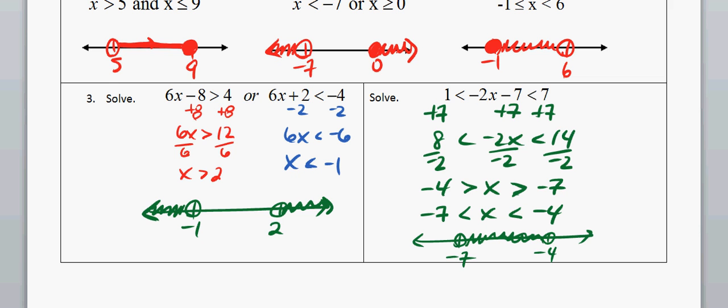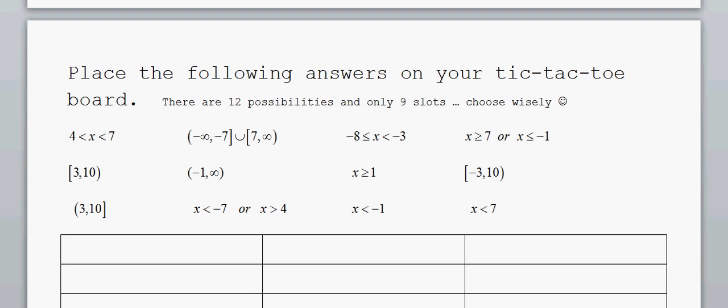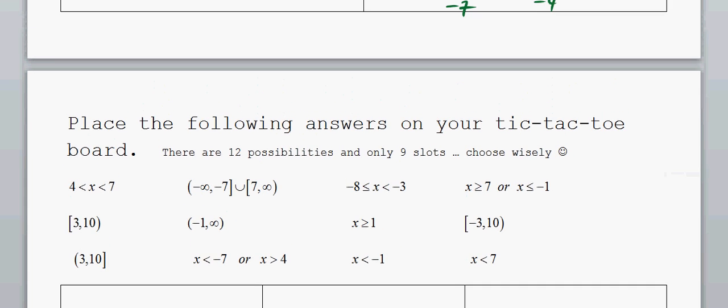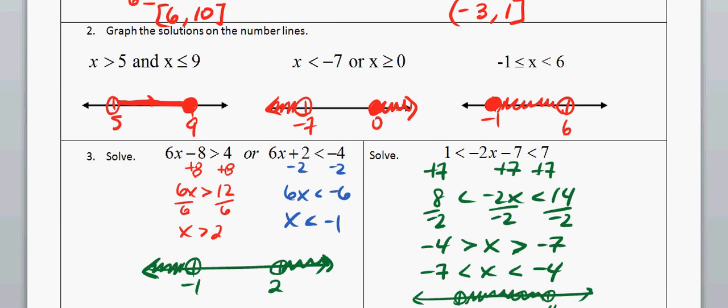All right, so that is how we solve compound inequalities. You've got some practice problems that you can try with solving compound inequalities, and then we'll come back together and talk about special cases in the next video.